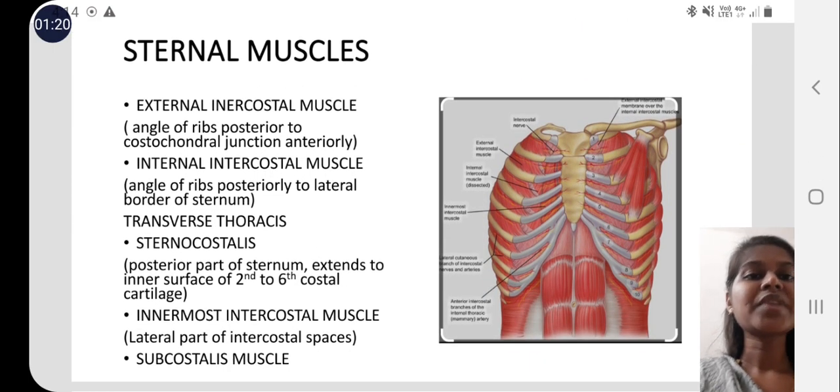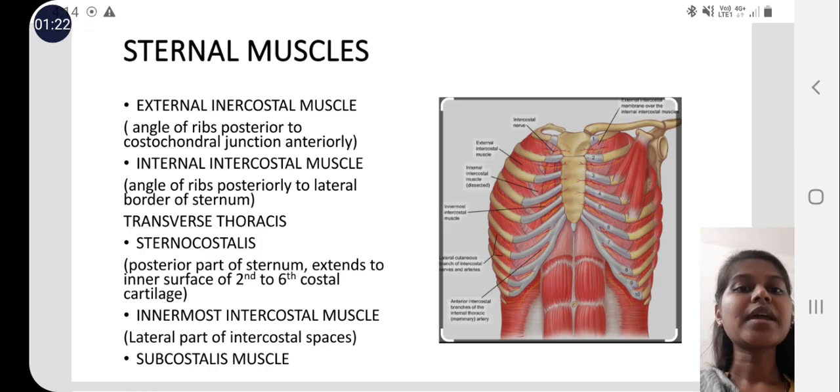Sternal muscles. External intercostal muscles: from the angle of ribs posteriorly to the costochondral junction anteriorly. Internal intercostal muscles, which arise from the posterior part of the ribs to the lateral border of the sternum. Transverse thoracic group: it consists of sternocostalis, innermost intercostal muscles, and subcostalis muscle.